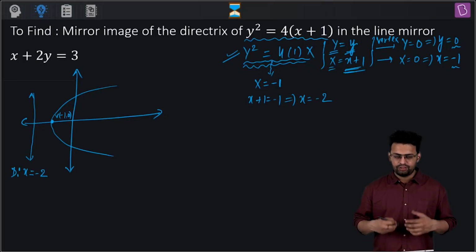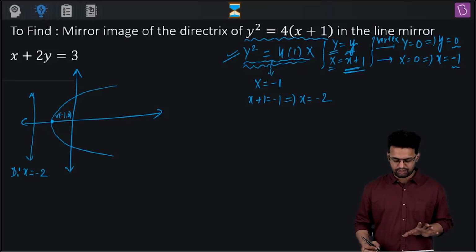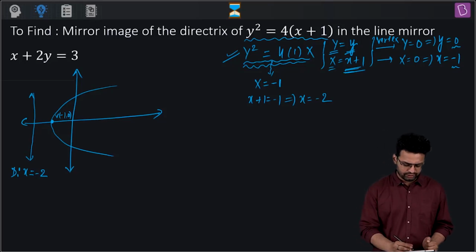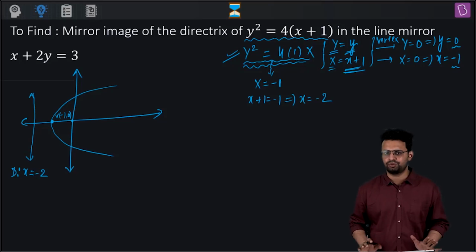Cool. You can also find the focus of this parabola. The focus is going to lie 1 unit to the right of the vertex, so the focus is going to lie at the origin, but it is of no use here.